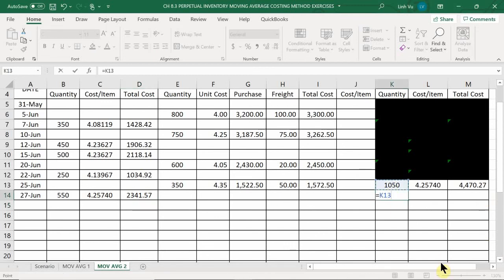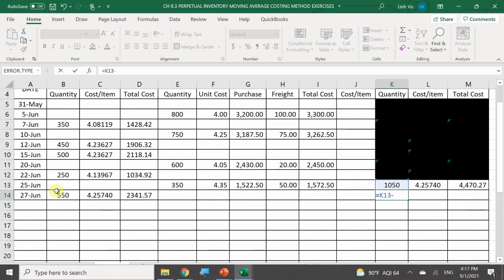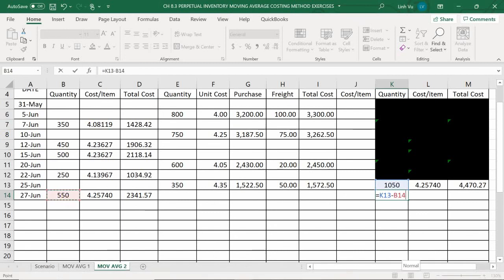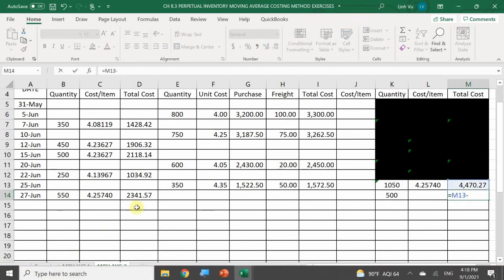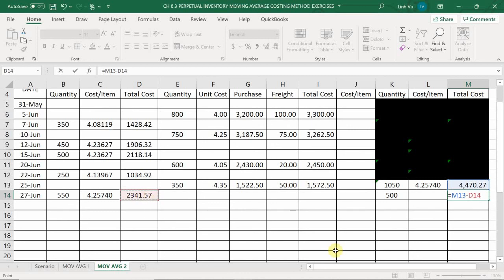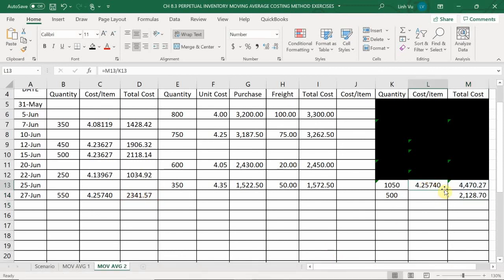So let's subtract that out, right? Because 1,050 minus 550 is going to give me my ending balance of 500. Okay. At what total cost? $2,128.70. Good. Which brings my new average cost per item to be 4.25740, which did not change. Okay. Excellent. And that's the end of this exercise.